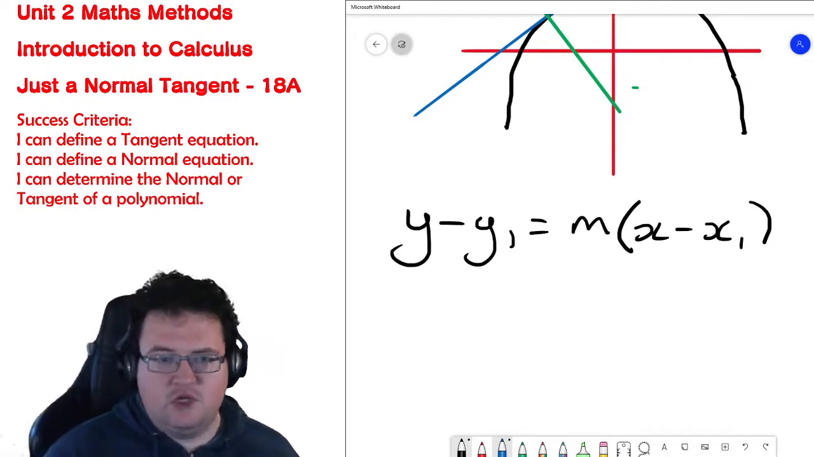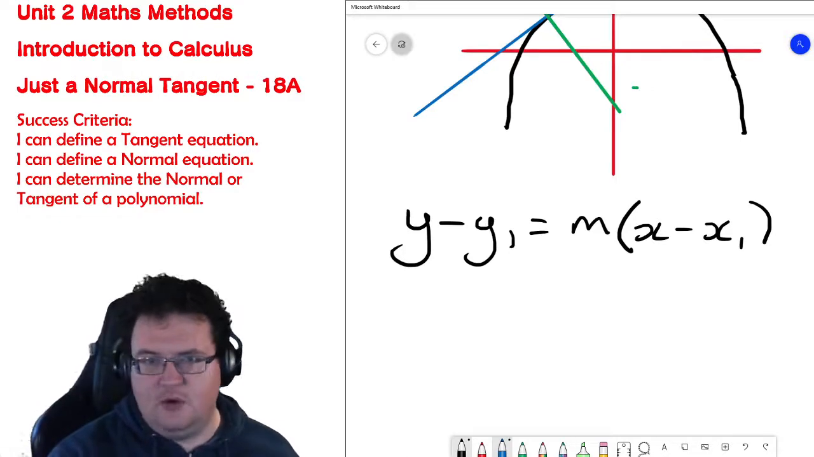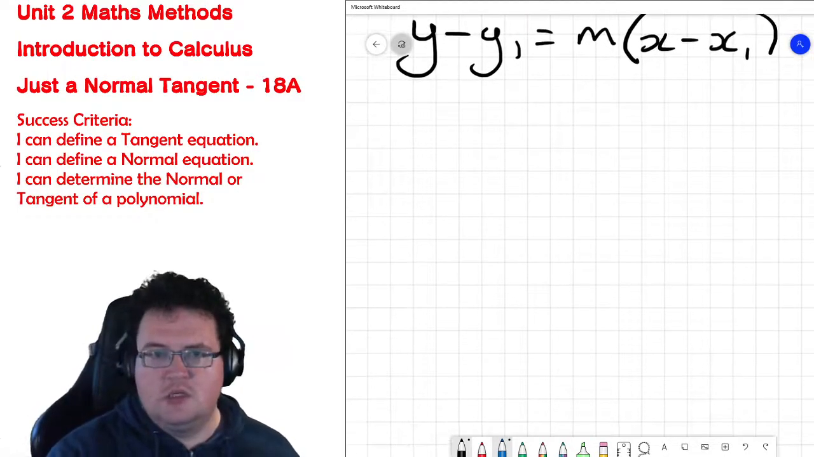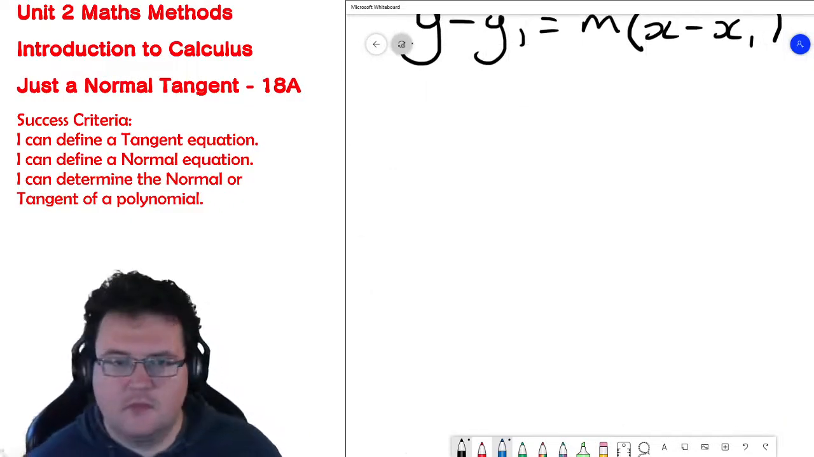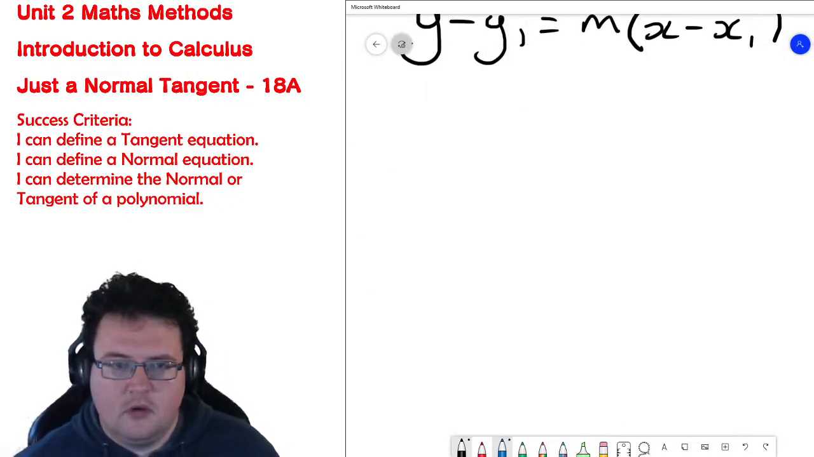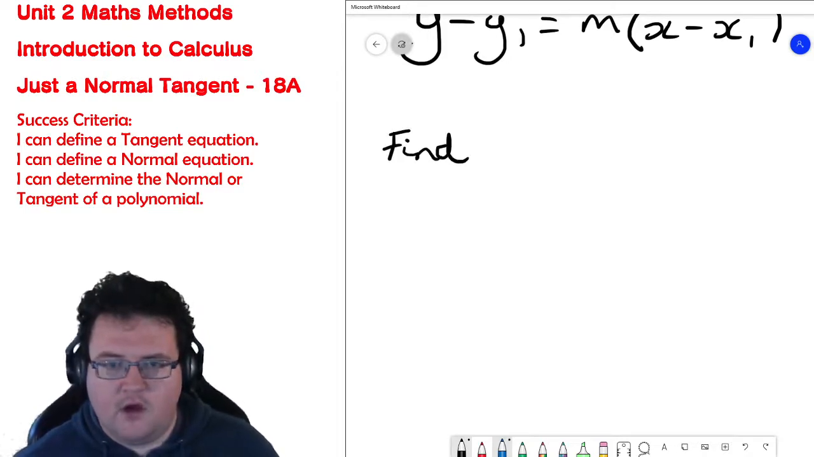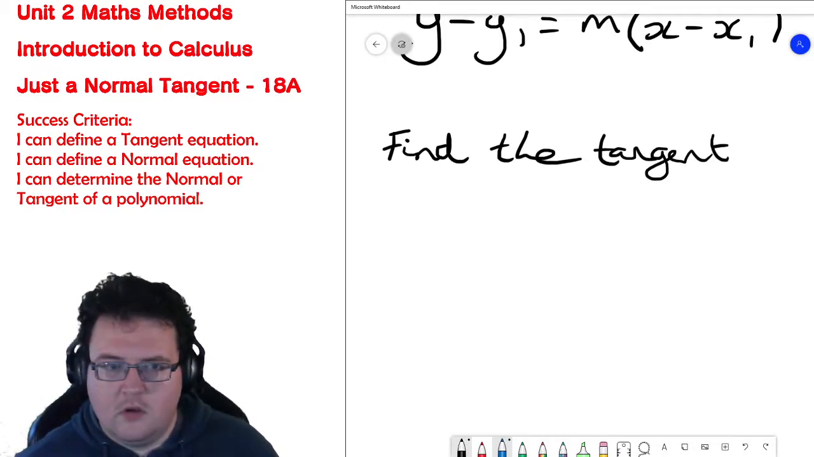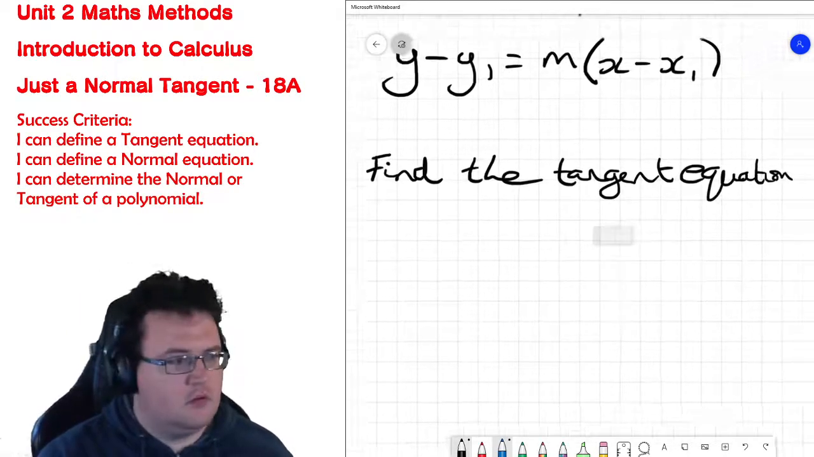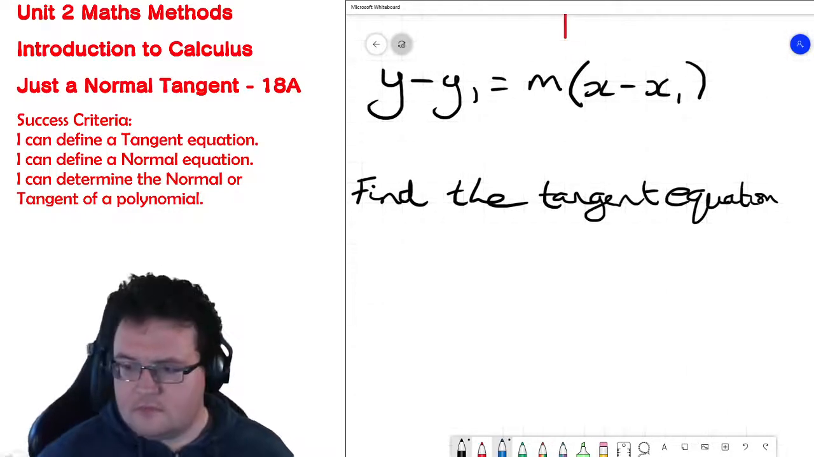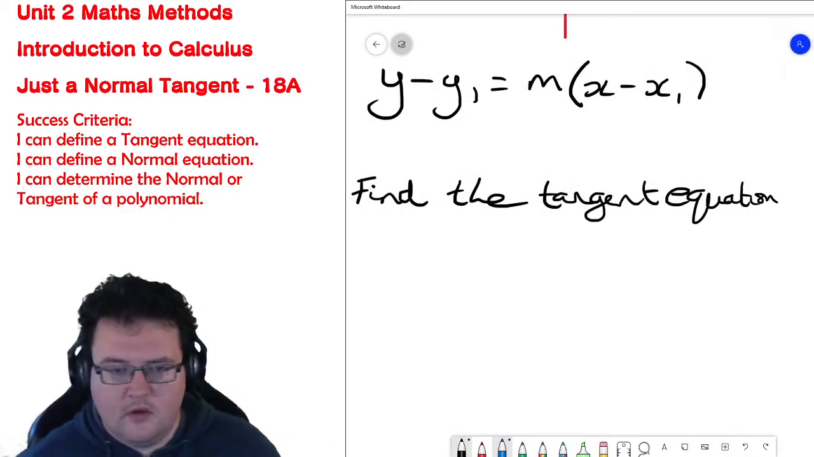All right, so what we're going to do is we're going to do a couple of practice questions, and then I'm going to send you on your way. So, first things first. Find... I need to zoom out a little bit. Let's go.